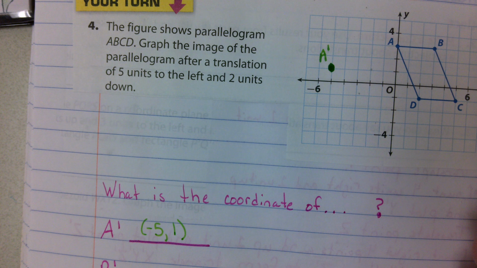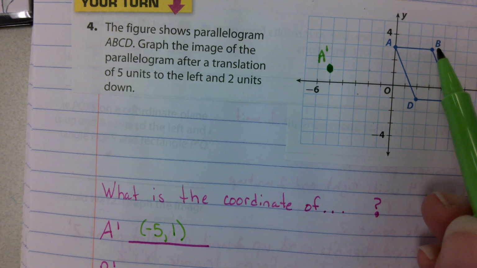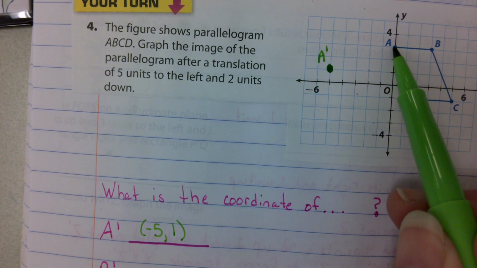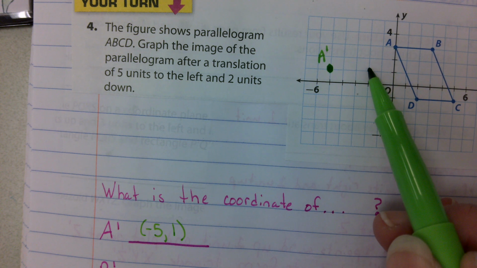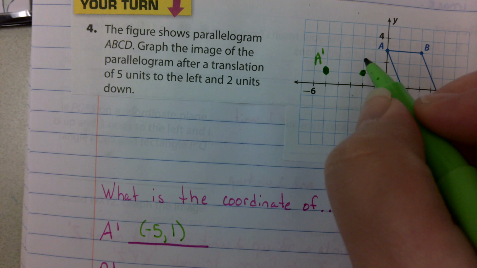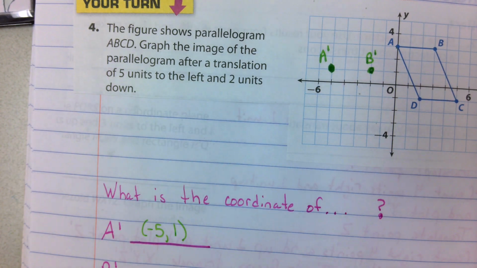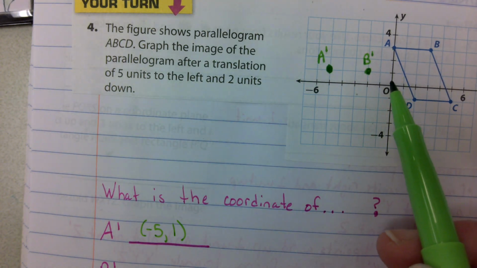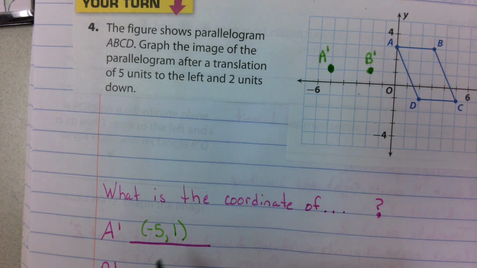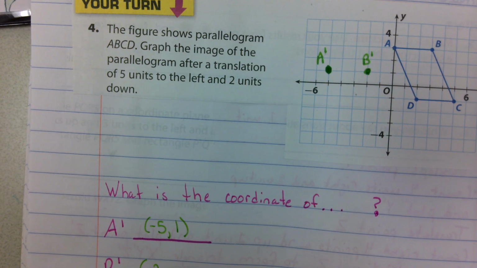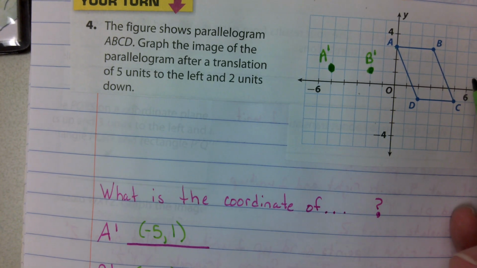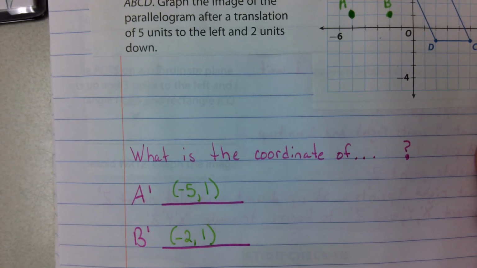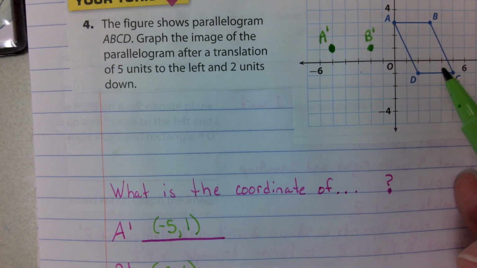Now we're gonna do the same thing for B. 5 units to the left, 1, 2, 3, 4, 5, and 2 units down, 1, 2. Label that B prime. And my coordinates for B prime, -2, up 1. So I've got -2, 1. All right, now we're gonna go to C.